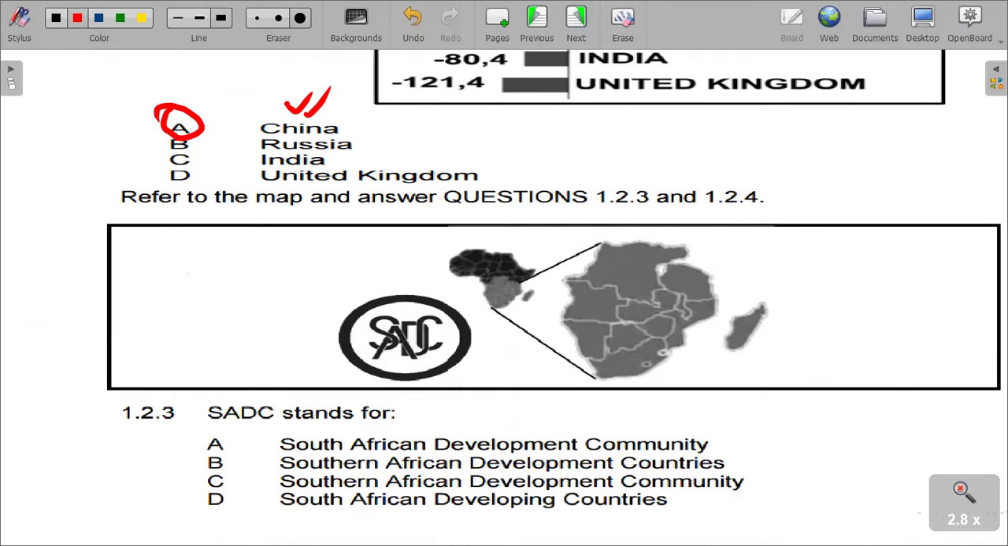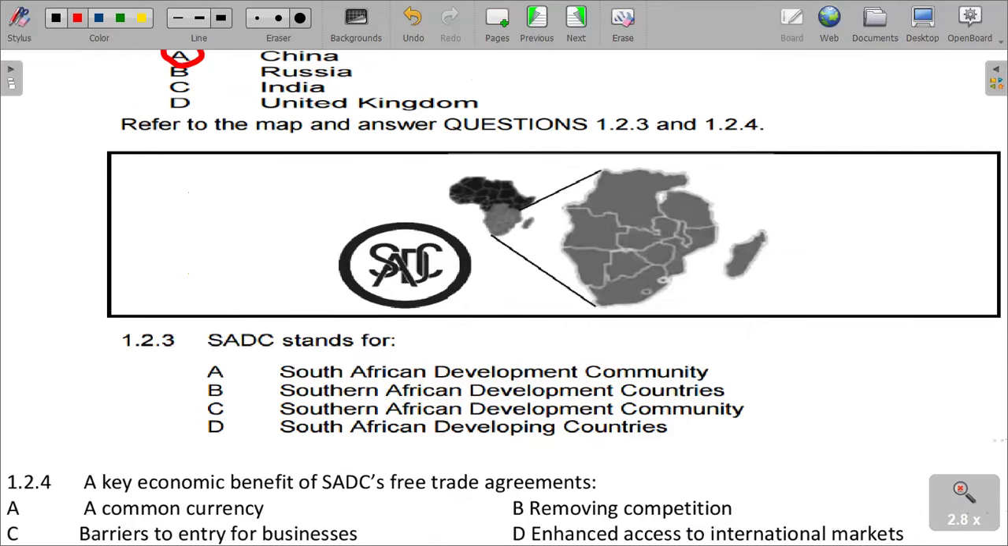Refer to the map and answer questions 1.2.1 and 1.2.3. So we are given this: what does SADC stand for? SADC stands for Southern Africa Development Community, which is actually given by letter C.